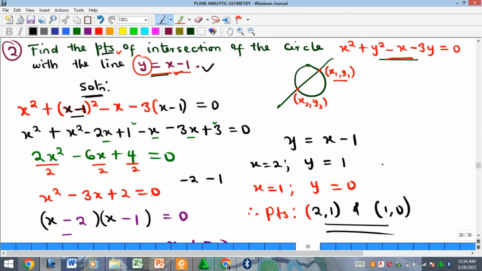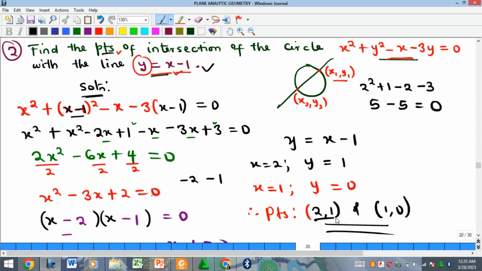That's the equation of the line and the equation of the circle. You can check that what I said earlier is true by substituting any of the points into the two equations and seeing if the equation will be true. Let's check the first point. If I put 2 as my x, I'm going to have 2 squared plus my y, which is 1, squared, minus x, which is 2, minus 3 times 1. Let's see if this will give us 0. 2 squared is 4, plus 1 is 5, and here we have minus 5, which is equal to 0.